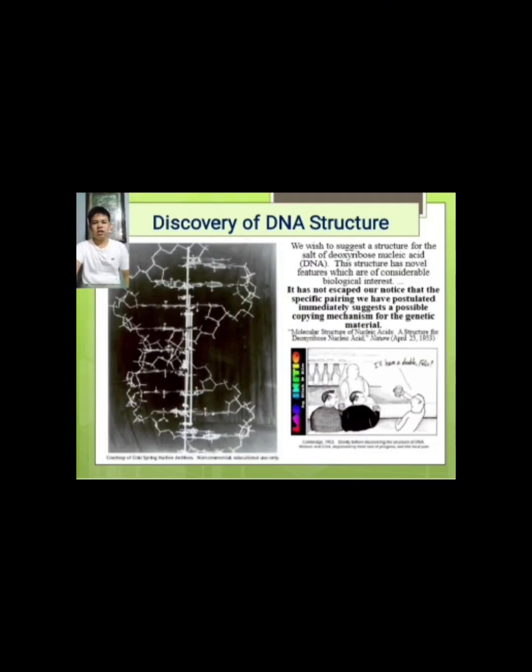We wish to suggest a structure for the salt deoxyribonucleic acid, DNA. This structure has novel features which are of considerable biological interest. It does not escape our notice that the specific pairing we have postulated immediately suggests a possible copying mechanism for the genetic material. So, Watson and Crick proposed the double helix structure of DNA. They noted the unique pairing of nucleotide bases in their model, which suggested a mechanism for DNA replication, a crucial process in genetics. So, that is all for my report.